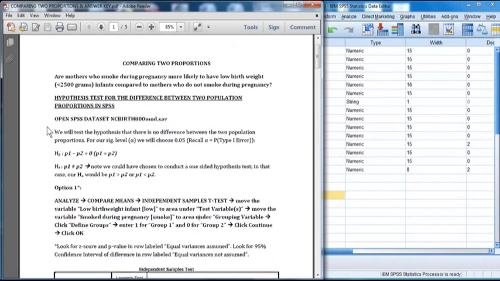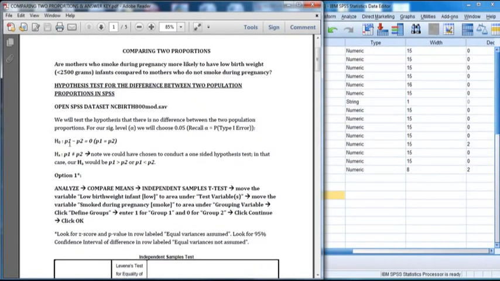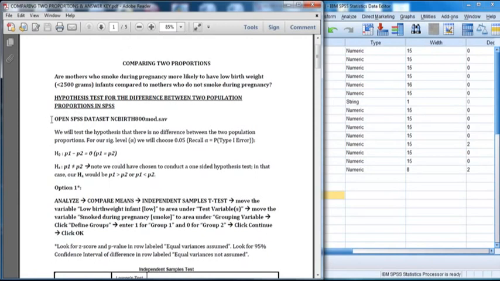The first case, we are going to use independent samples t-test, and let's take a look at our question. Are mothers who smoke during pregnancy more likely to have low birth weight infants compared to mothers who do not smoke during pregnancy?